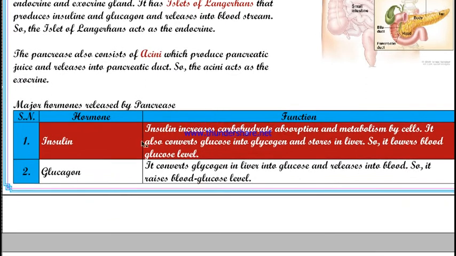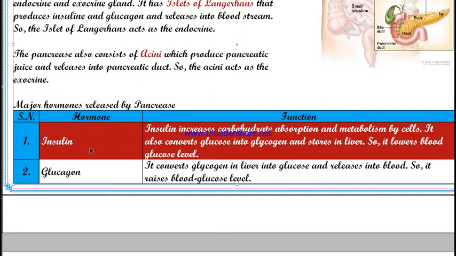Now, the pancreas mainly releases two kinds of hormones, insulin and glucagon, and these two hormones act opposite to each other. Insulin increases carbohydrate absorption and metabolism by cells. Because of insulin, cells absorb carbohydrate and metabolize it. In the absence of insulin, cells cannot absorb carbohydrate or sugar, and cannot metabolize it.